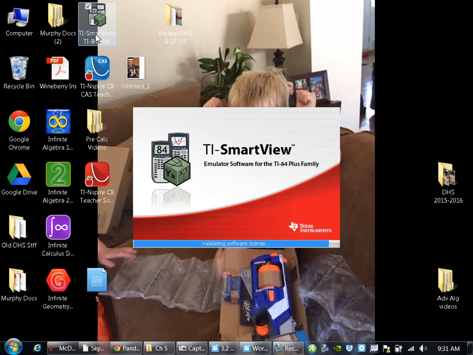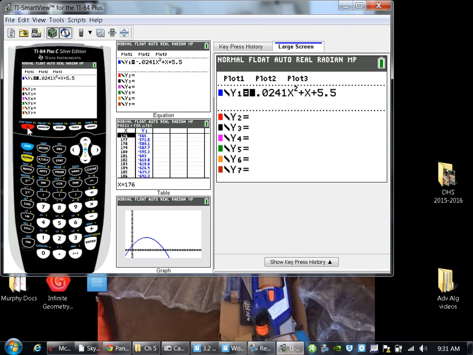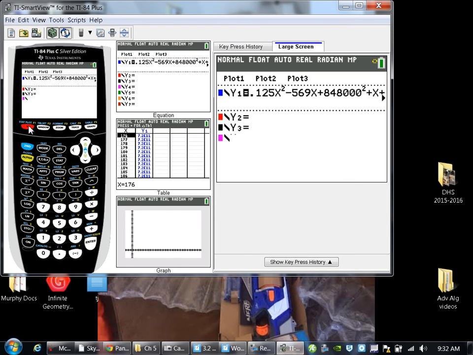See that function was y equals 0.125x squared minus 569x plus 848,000. Now, obviously, oh, I didn't clear out my graph. It's going to be all messed up, isn't it? Sorry, I forgot to clear out my graph from earlier. It's going to be really messy. Start that over.